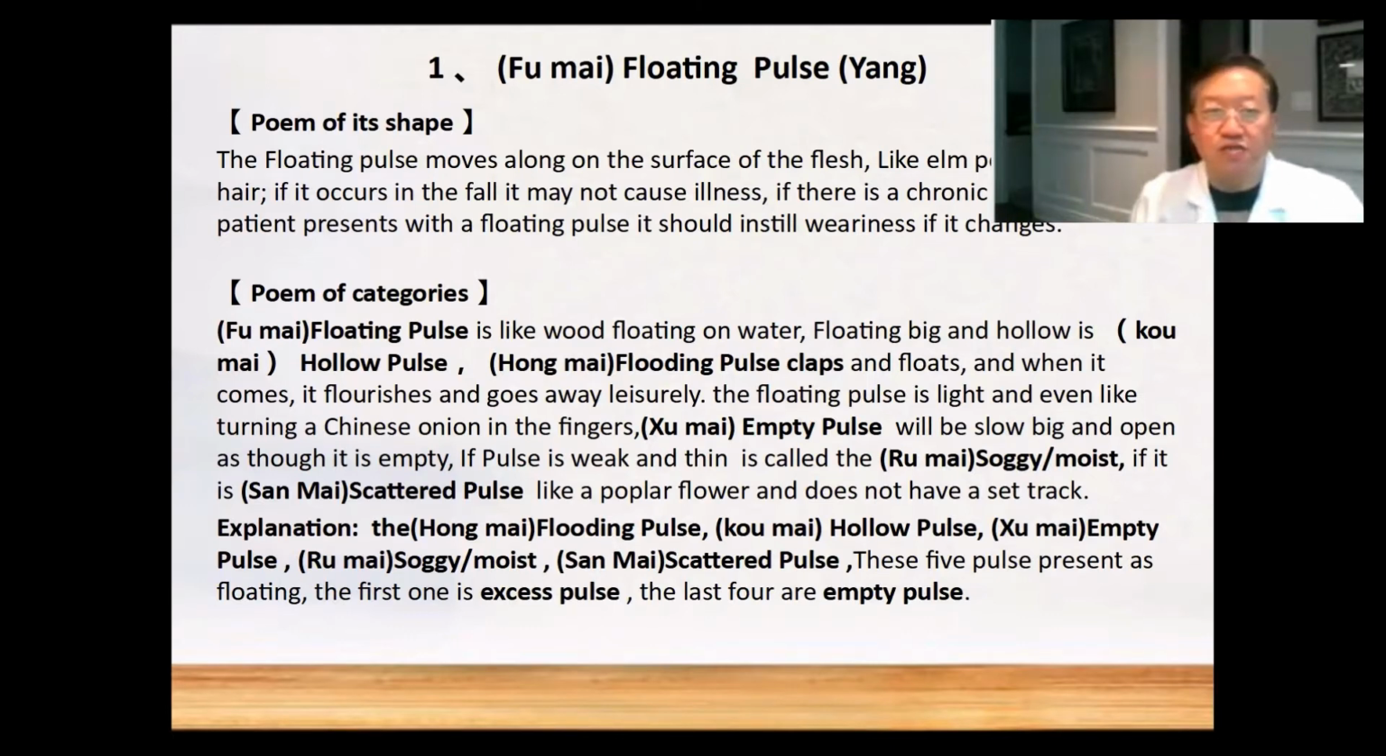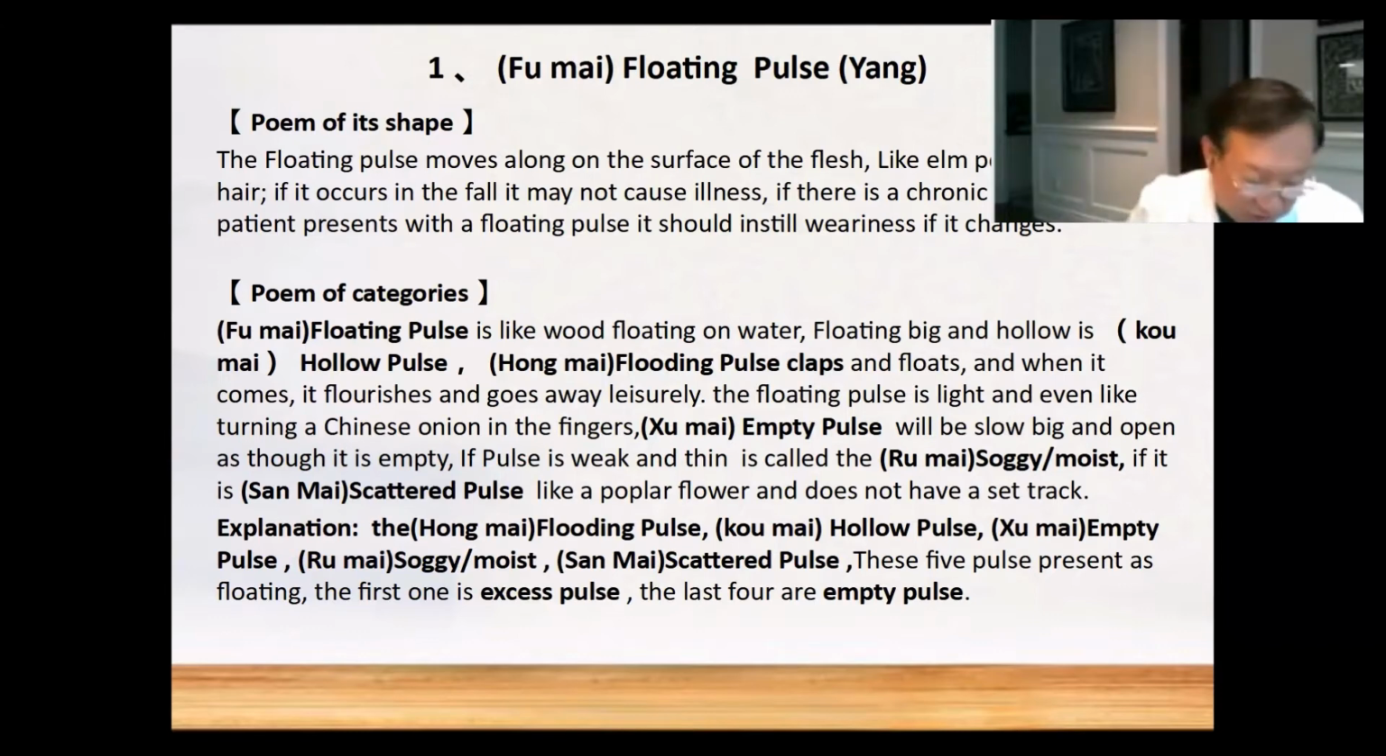Poem of categories. Floating pulse is like wood floating on water. Floating and big and hollow is Komai, or hollow pulse. Hongmai, or flooding pulse, claps and floats, and when it comes, it flourishes and goes away leisurely. Floating pulse is light and even, like a turning Chinese onion in the fingers.